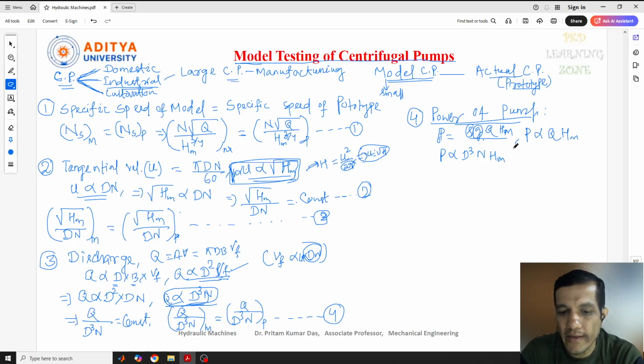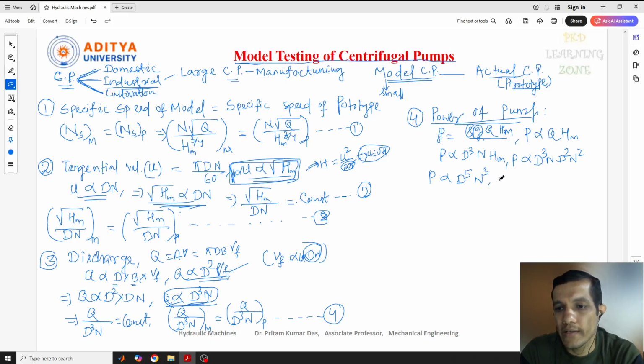Again, what is Hm? What I have seen here, Hm is directly proportional to d square n square, correct? So in place of Hm I can write d square n square. This came from here. And finally I can write P is directly proportional to d to the power 5 and n to the power 3.